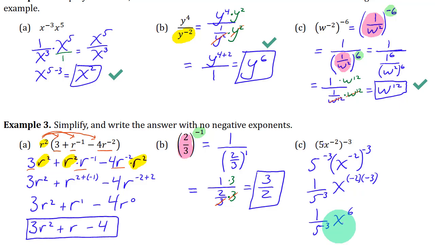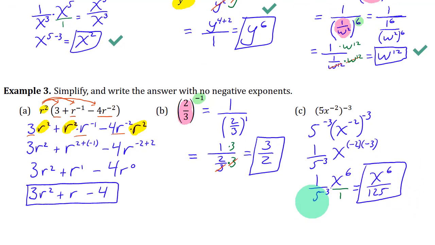You can pretend this x to the 6 is like x to the 6 over 1, and then multiply these fractions together. And you'll get x to the power 6 over 5 to the power 3, which is 5 times 5 times 5, which comes out to be 125 times 1. Okay, so this is all simplified with no negative exponents.